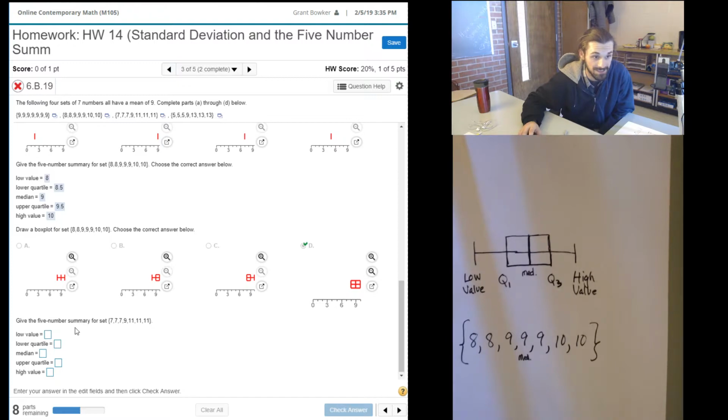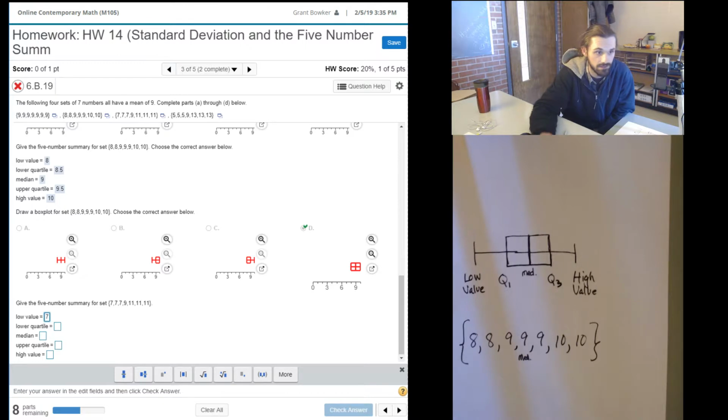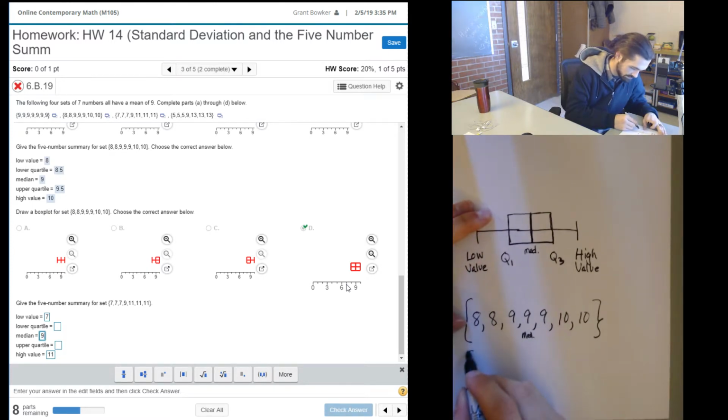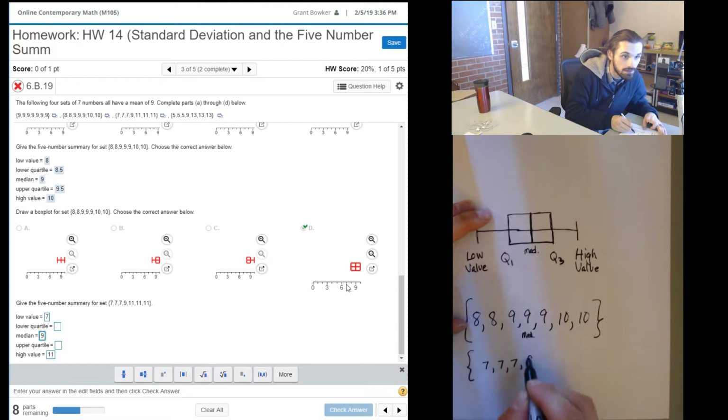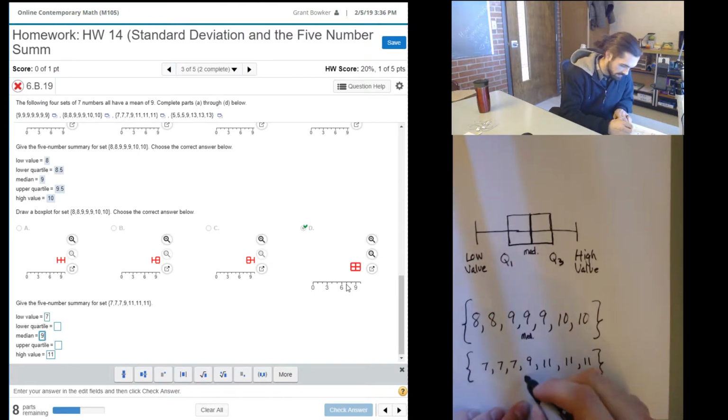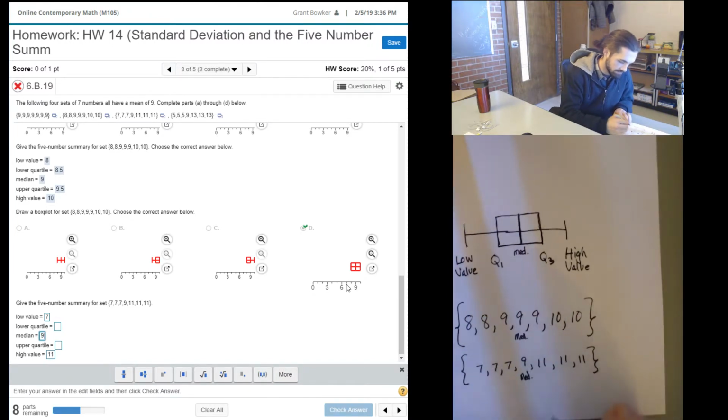The 5-number summary for this one: the low value is 7. The high value is 11. The middle value, still 9. The lower quartile, well, let's apply this same strategy. 7, 7, 7, 9, 11, 11, 11. And this is our middle value, or the median, 9.